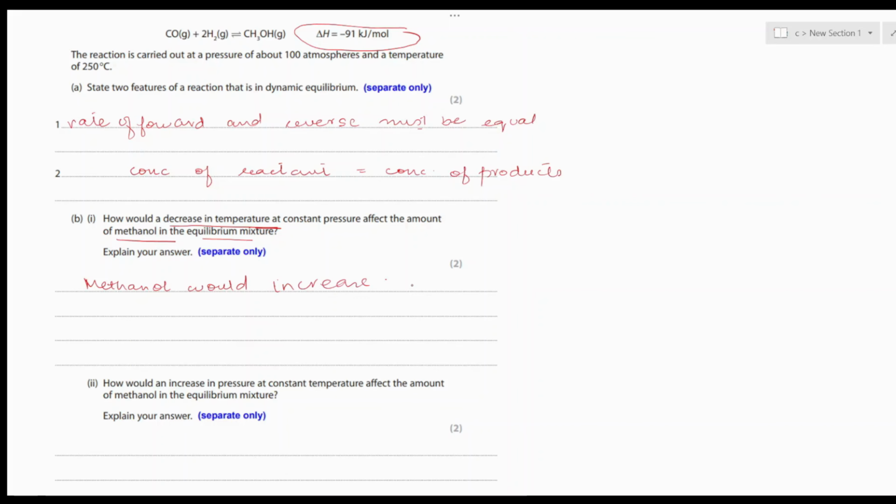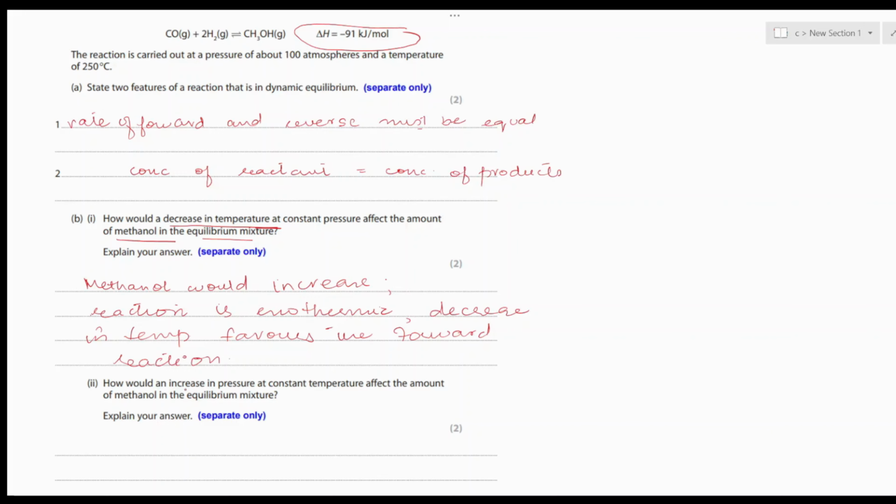And how do we explain it? Yes, there would be more methanol because this reaction is exothermic and low temperature favors the forward reaction. Decrease in temperature favors the forward reaction.